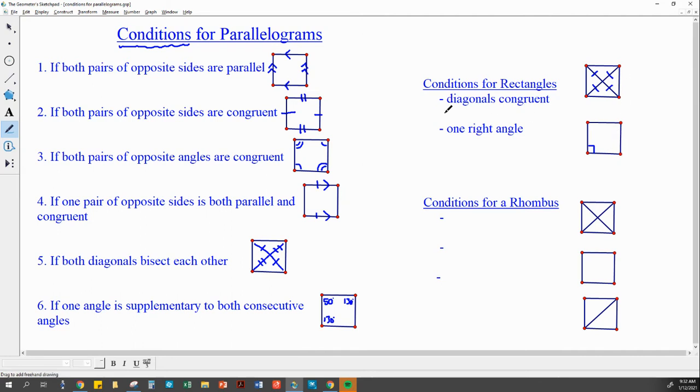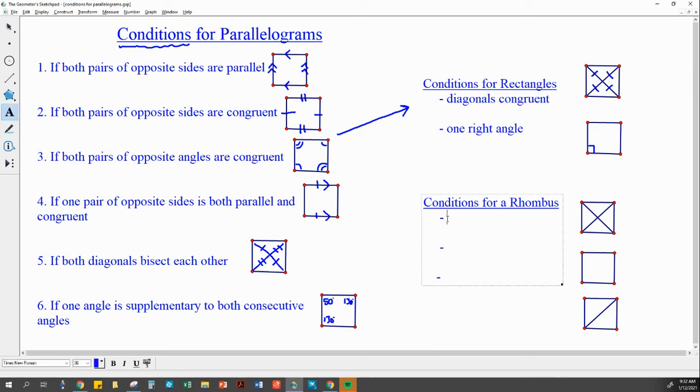These are the two ways to know whether we can progress from a parallelogram and go further and say our shape's more specific. It's more than a parallelogram, it's a rectangle, okay? And there's three ways to know whether you have a rhombus, okay? So let's cover those.